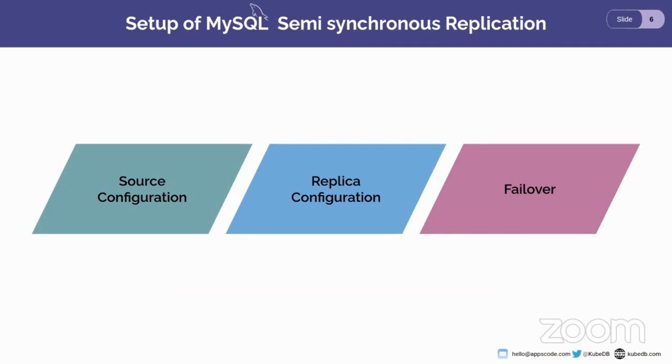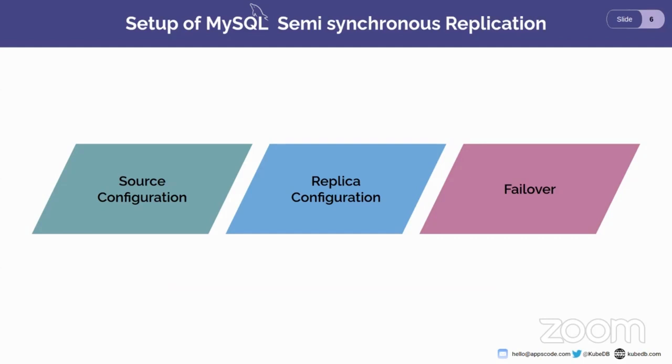But in case of failover, if one of the replicas fails, what you have to do is restart the replica and reconfigure it accordingly. And for the master, if your master has failed, what you have to do is elect a primary from among the replica servers and configure it. You have to configure one of the servers as a source and the others as replicas.